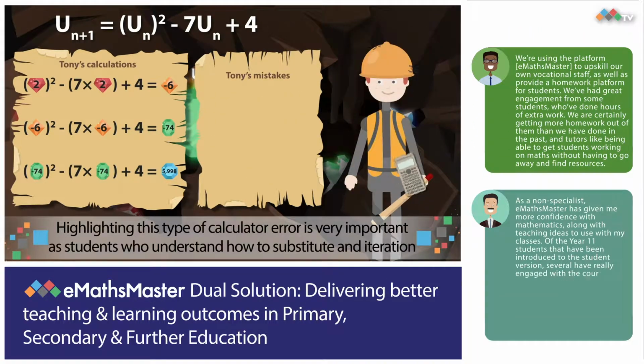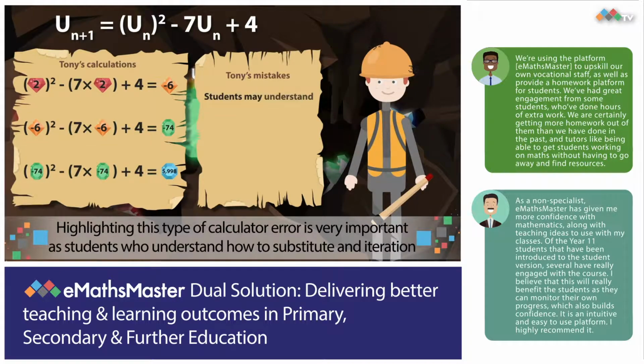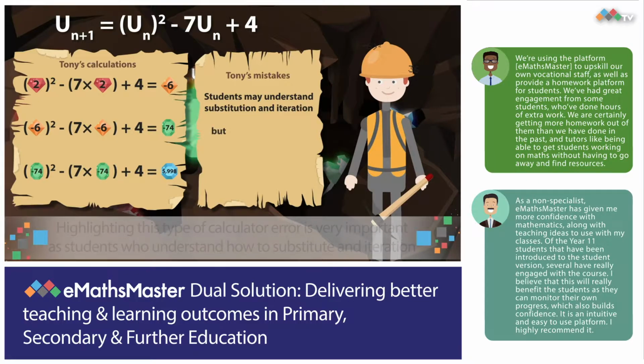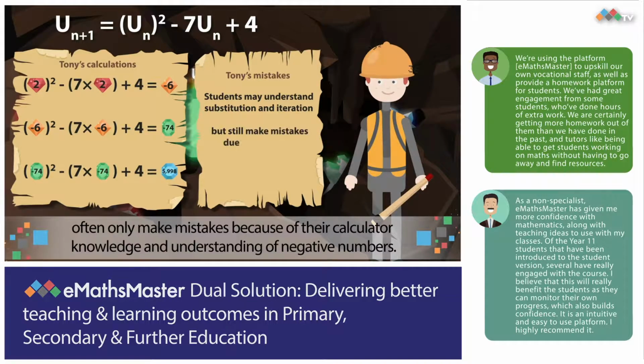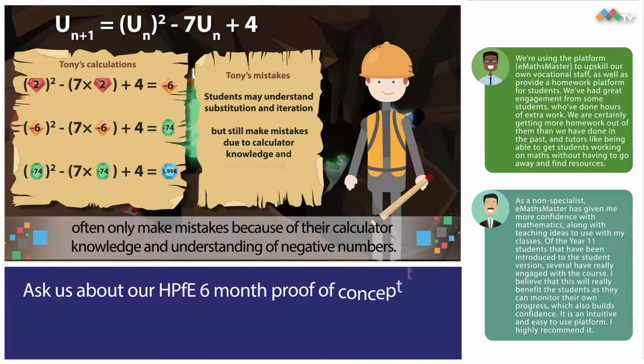Highlighting this type of calculator error is very important, as students who understand how to substitute and iterate often only make mistakes because of their calculator knowledge and understanding of negative numbers.